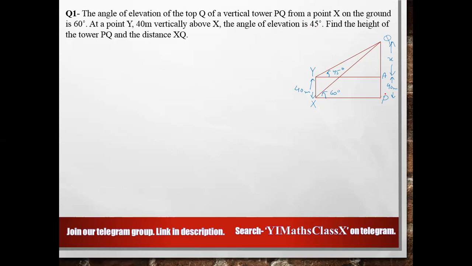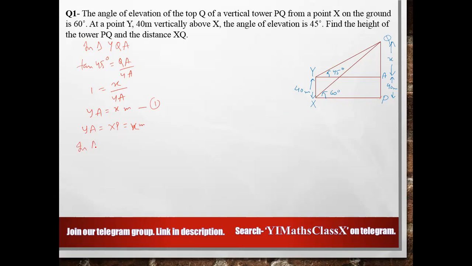So the height of the tower PQ is x plus 40 meters. This height is what we need to calculate, and this distance XQ is the hypotenuse of triangle XPQ. So let's start. First we'll take triangle YQA. Tan 45 degrees will be QA upon YA. Tan 45 is 1. QA, we let it be x, so I'll get the value of YA as x meters. Consider this equation. Now YA will also be equal to XP. This is the horizontal distance.